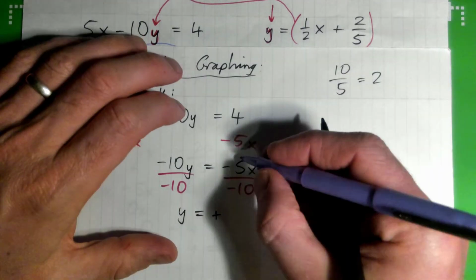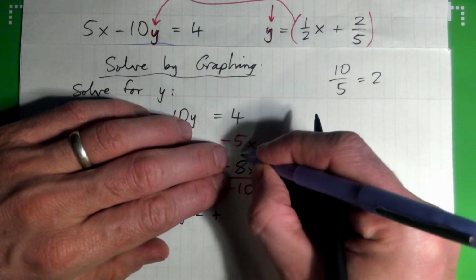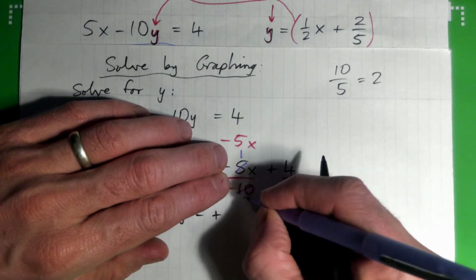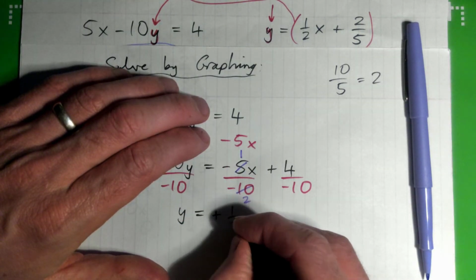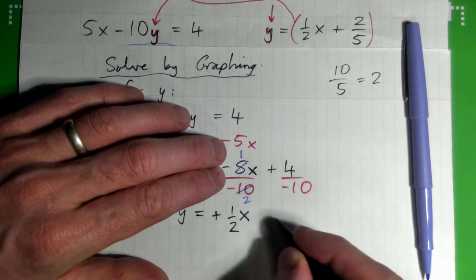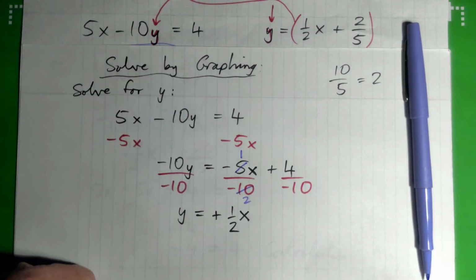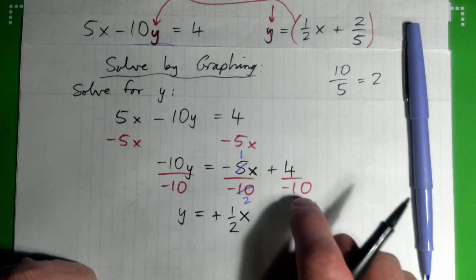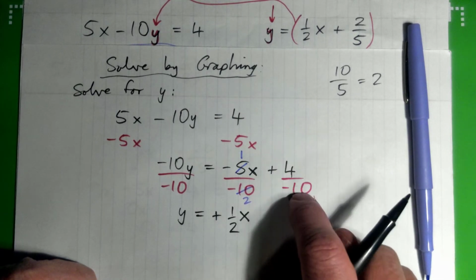So you can go 5. And if you want to cross cancel, 5 and a 5 goes once. 5 and a 10 goes twice. But it's a half. And then the x, you just write that there. A half, positive a half x, right? Cool. Now, over here we have plus 4 over negative 10. Positive over negative, what is the sign?